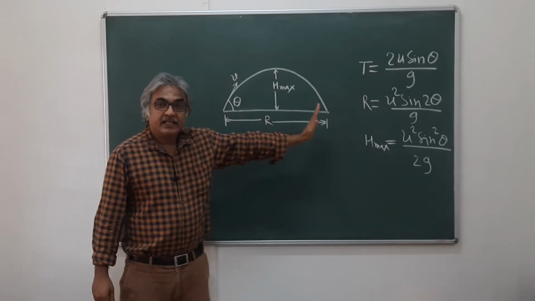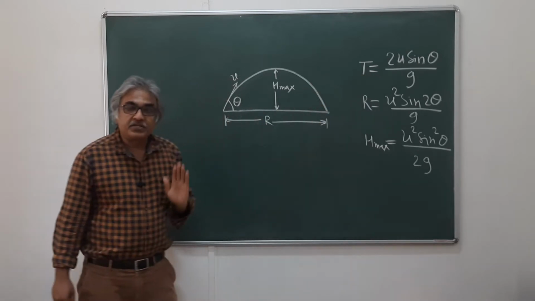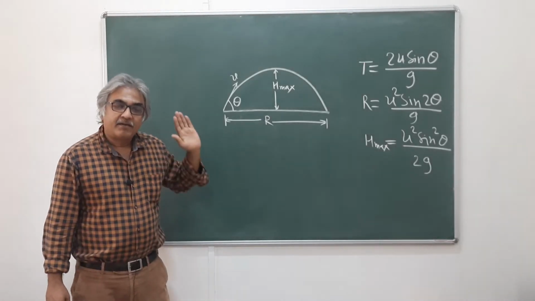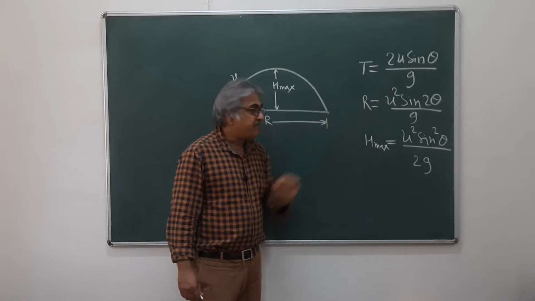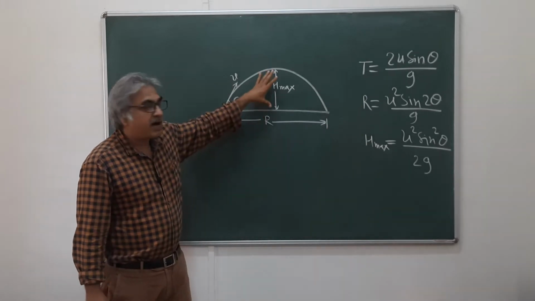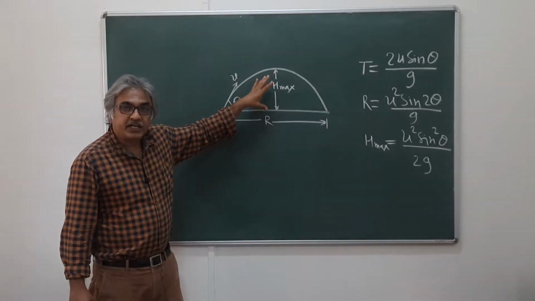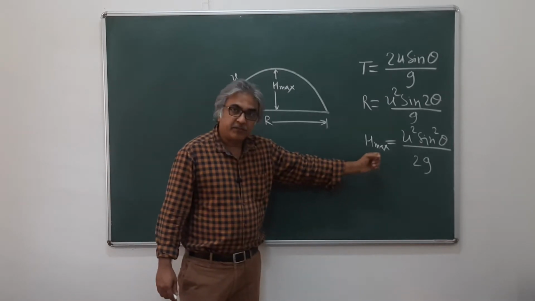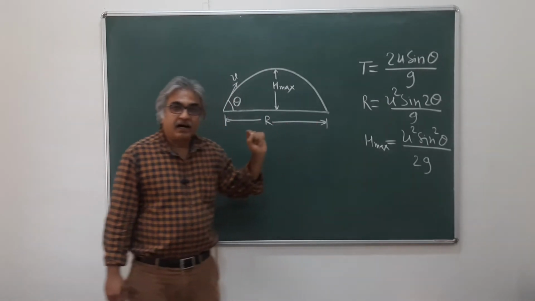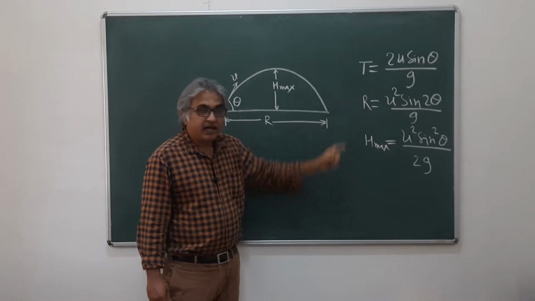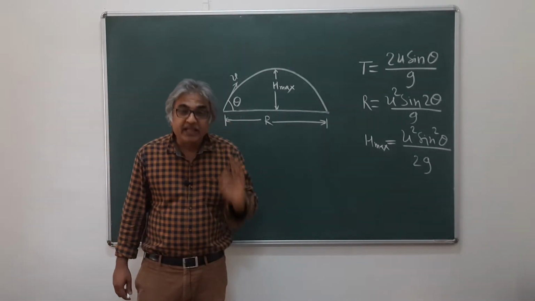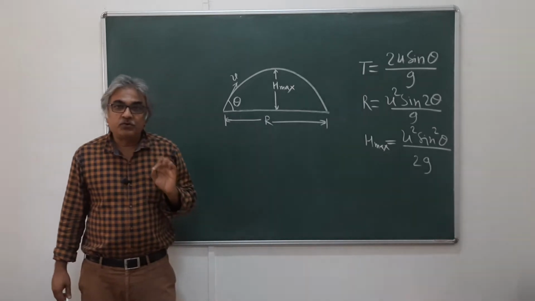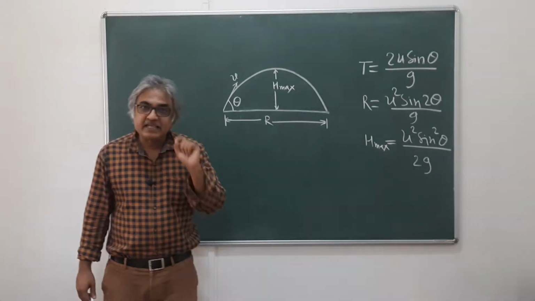The range, this is the maximum horizontal displacement of the projectile. This range is given by this formula. And the maximum height attained by the projectile is given by this formula. Now all these formulas can be applied only in case of ground to ground projectile. There is a reason for that.